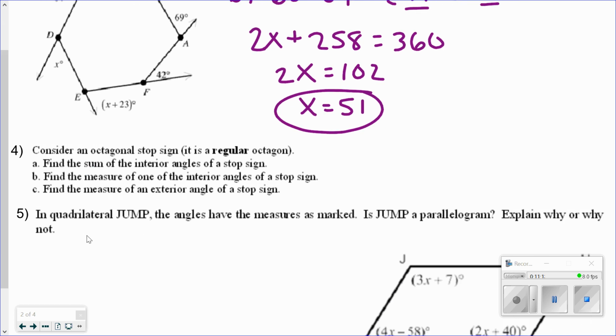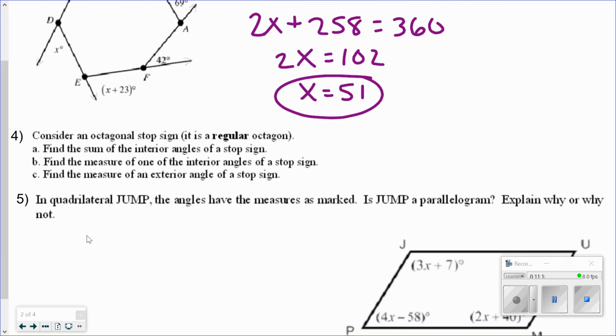All right, number 4. Consider an octagonal stop sign. It's a regular octagon. So let's start there. An octagon. How many sides does that have? We know that it is 8. Find the sum of the interior angles of a stop sign.